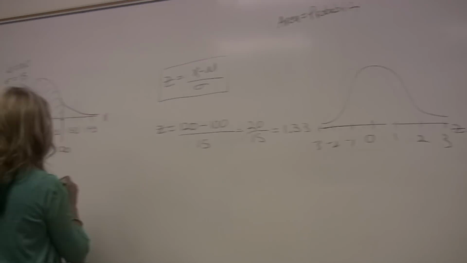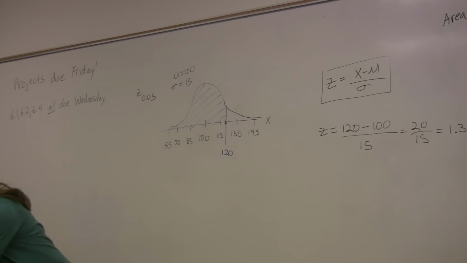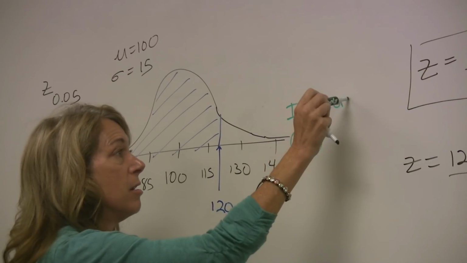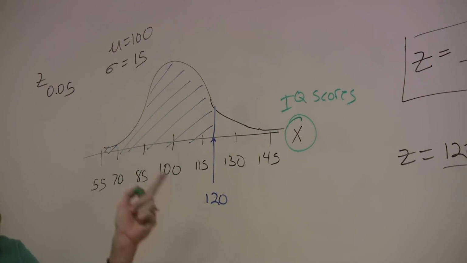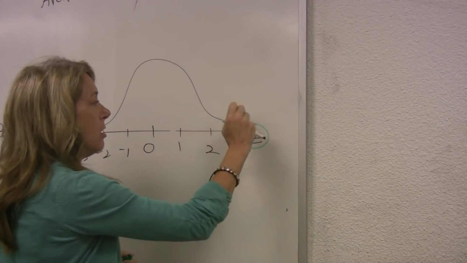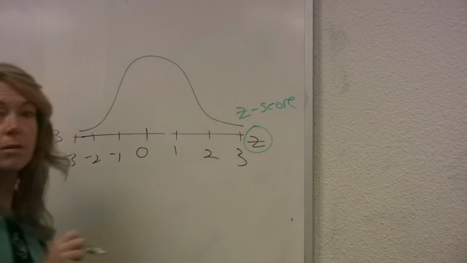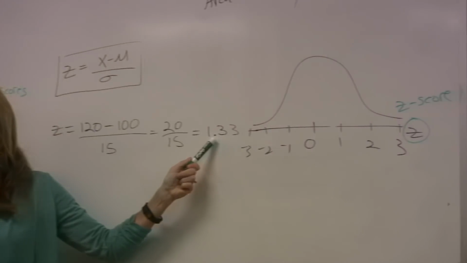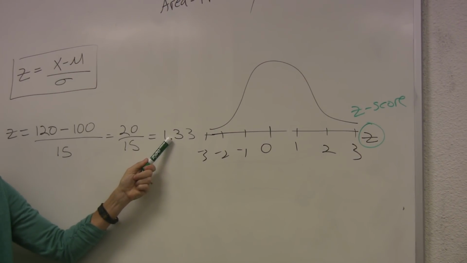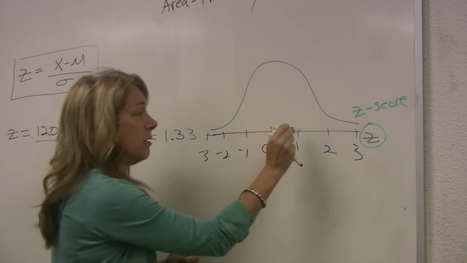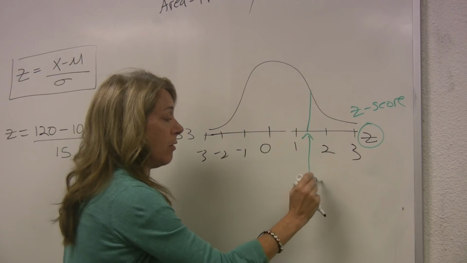It's important that you recognize that the ones here on the left are x values, which are IQ scores in this case. But they could be anything. They could be weights, they could be heights, whatever we're talking about that's normally distributed. But over here, these are just z-scores. We said that this 120 was the same as a z of 1.33. Where's 1.33 on here? Roughly right here.